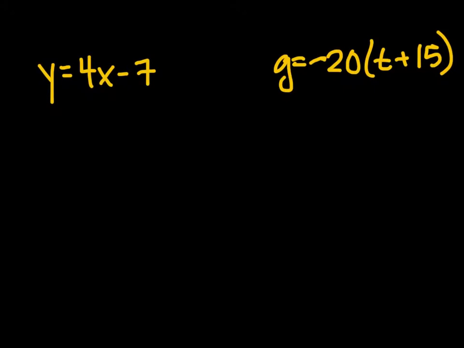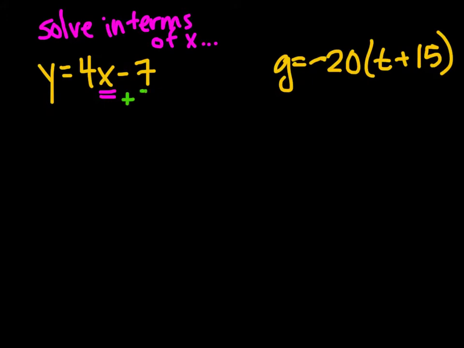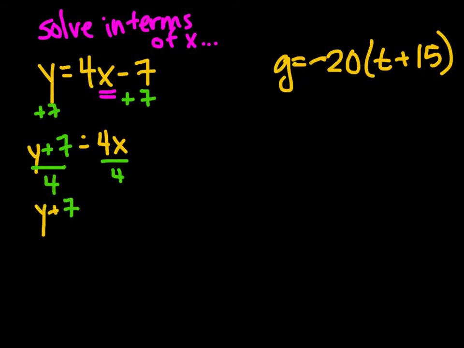So we have y is equal to 4x minus 7, and we need to solve this in terms of x. So we need to essentially make this so x is equal to everything else. The only way we can do that is if we first add 7 to both sides. So we have y plus 7 is equal to 4 times x. After that, we're going to divide by 4. So we have y plus 7 divided by 4 is equal to x.